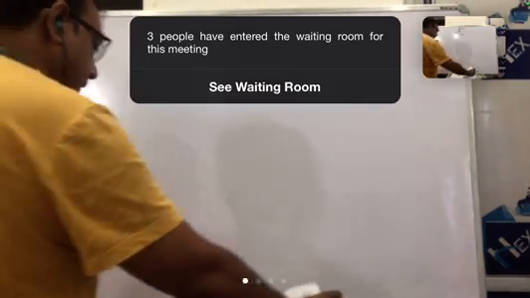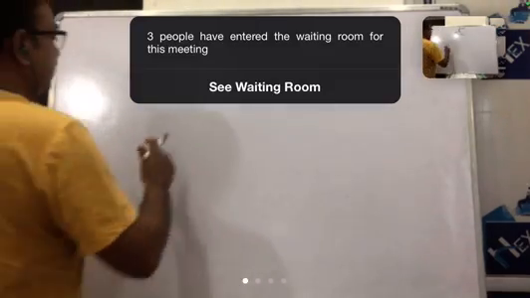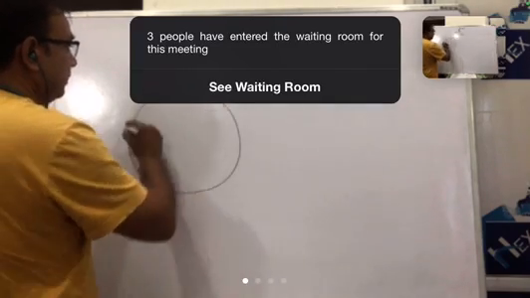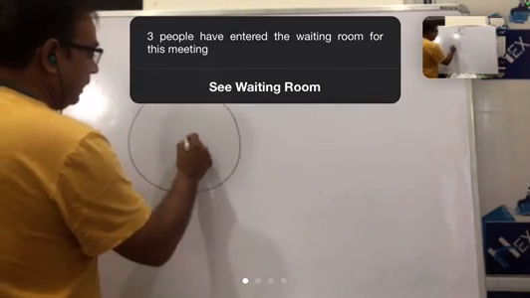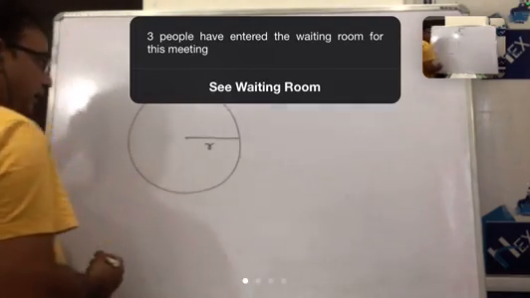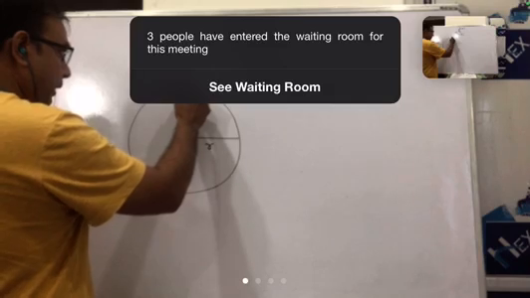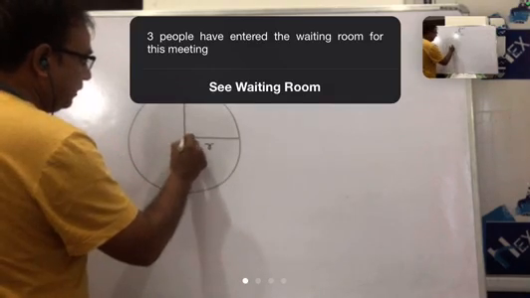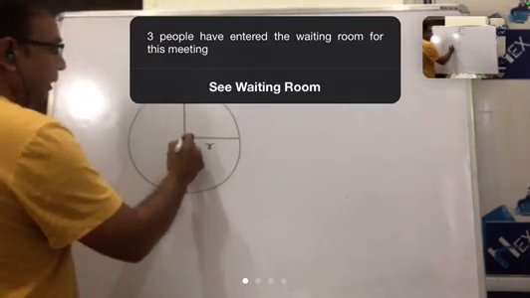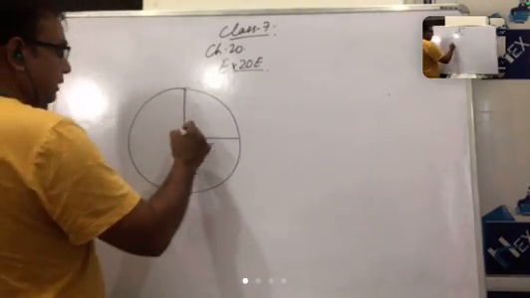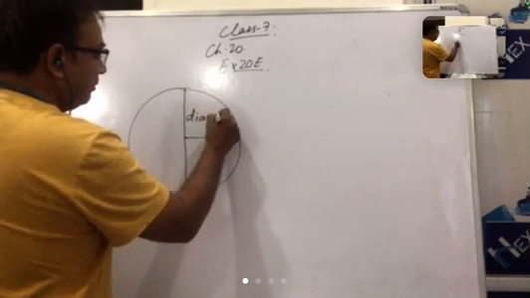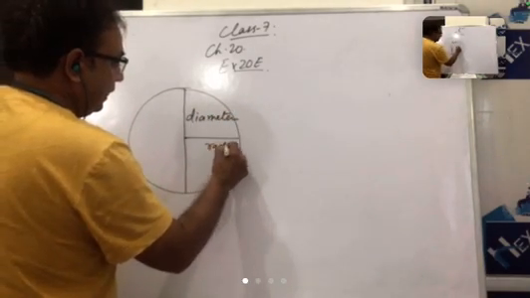Before starting this exercise, I want to tell you the basic concept of this exercise. First, this is a circle, and we know that every circle has a radius. And one more thing, if the line goes from the arc of the circle to the arc of the circle, but passes through the center, then it is a diameter of the circle. This is the diameter, and this is the radius.